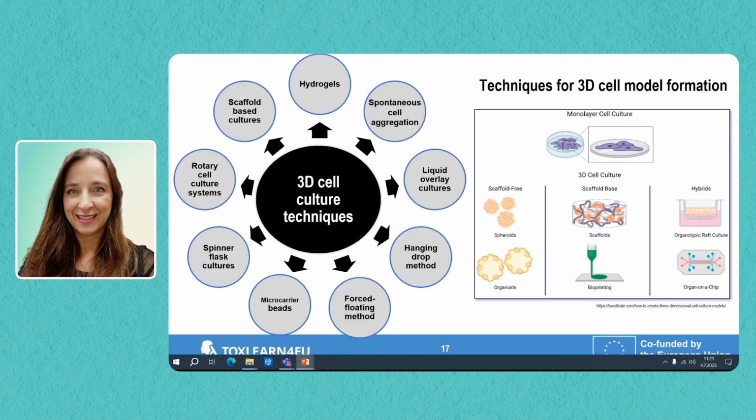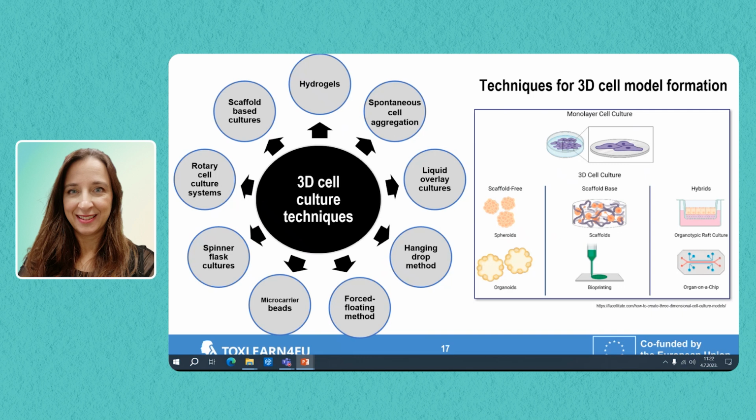There are different techniques for culturing the cells. They can vary from a very simple spontaneous cell aggregation. Then we have liquid overlay cultures, and the hanging drop method. This one is very important. It means that the spheroids are formed in drops. They hang on the plastic on the opposite side, and then the cells grow in the drops of the medium. Then we can use the force floating method.